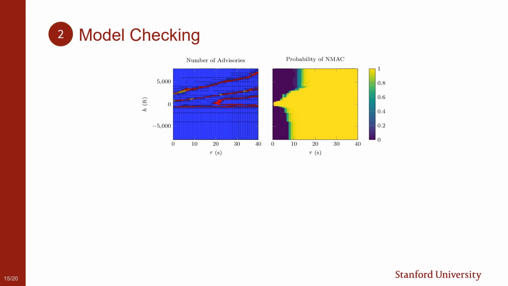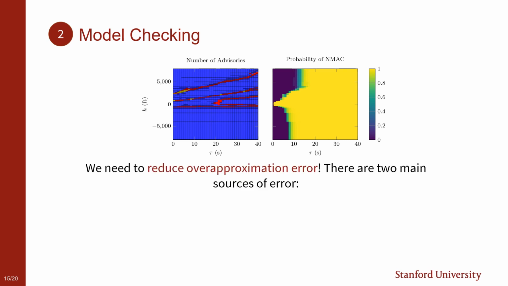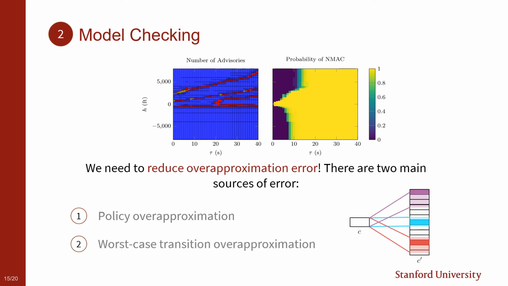Therefore, what this plot tells us is that the probability of collision is less than or equal to 1, which is not a very meaningful estimate. Thus, in order to produce a more meaningful estimate, we need to further reduce over-approximation error. We already reduced policy over-approximation error using our adaptive verification method, but the second source of error is the worst-case transition error, in which we assume that every point in the cell transitions to the worst-case next state for any point in the cell, which I showed on the previous slide.